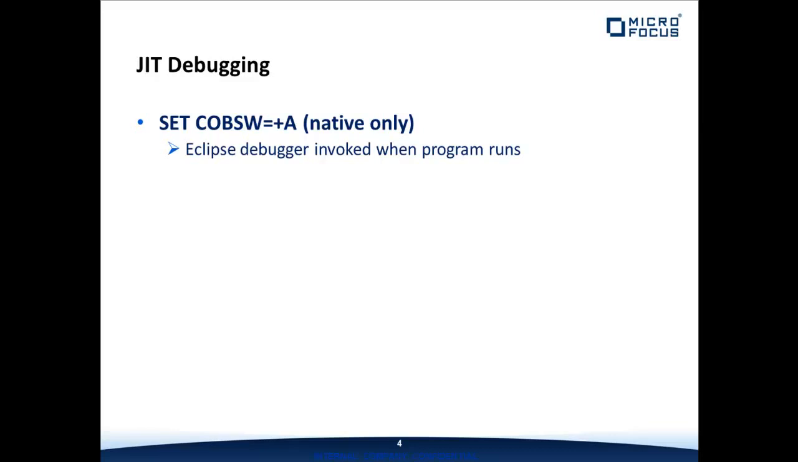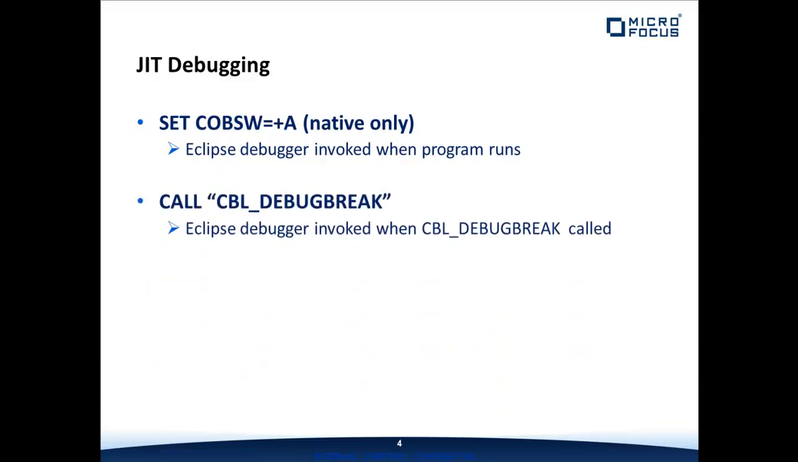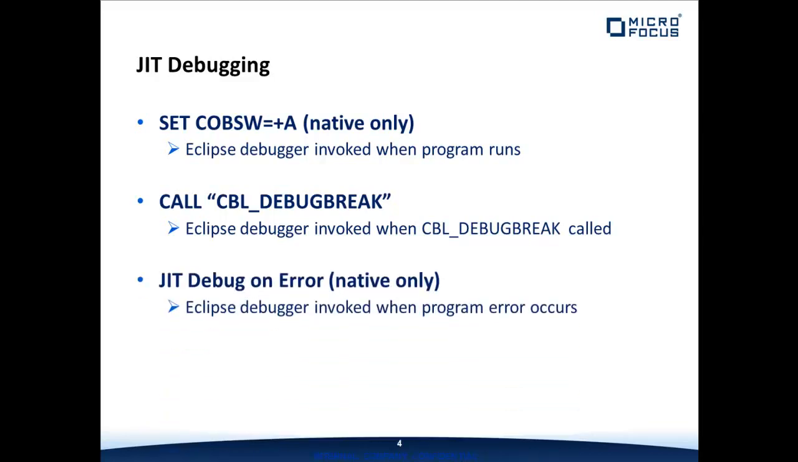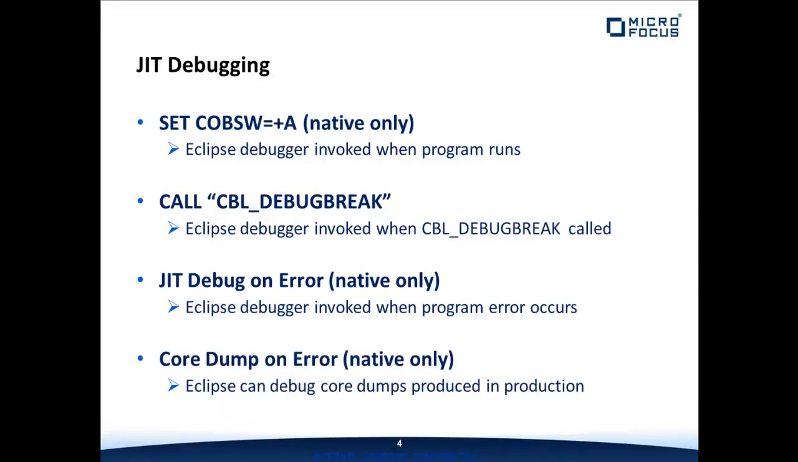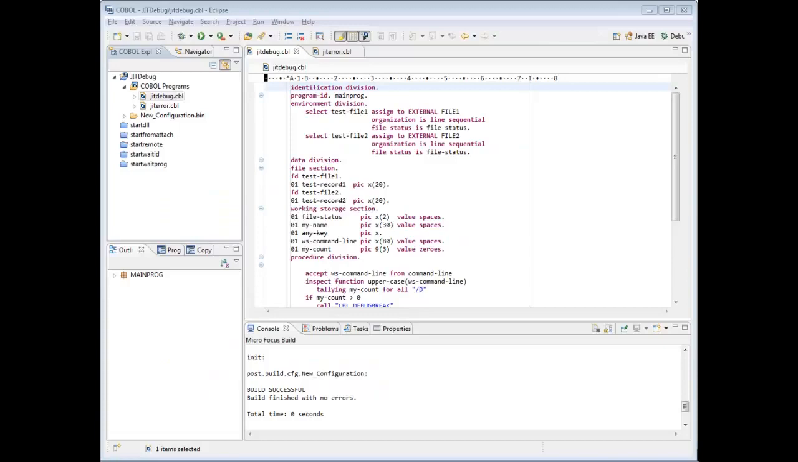You can embed calls to COBOL debug break within your program, which will also start the Eclipse debugger. With JIT debug on error, for native code only, when an error occurs in your program, the Eclipse debugger will automatically be invoked. And you can create a core dump in production that can then be debugged on your development machine using Eclipse. Let's take a look at some of these JIT debugging options.